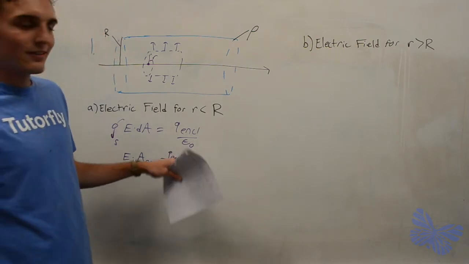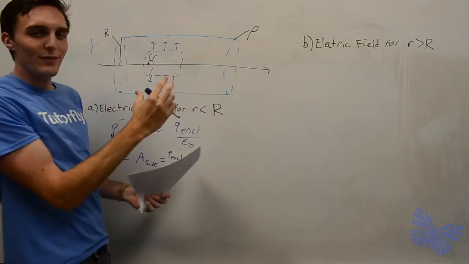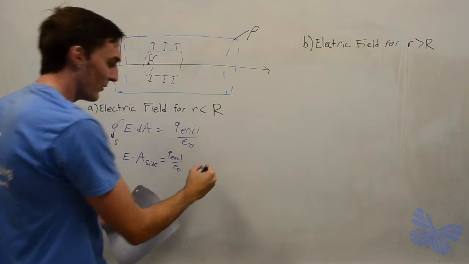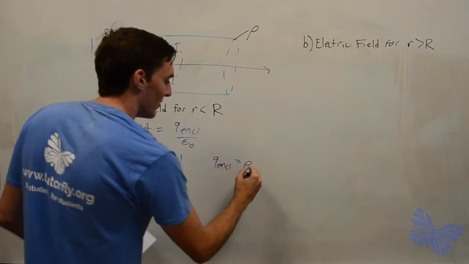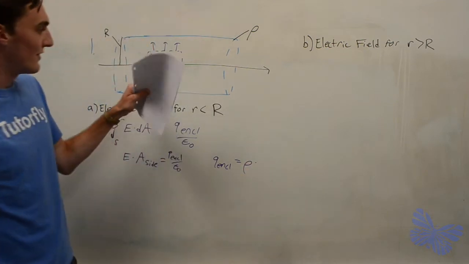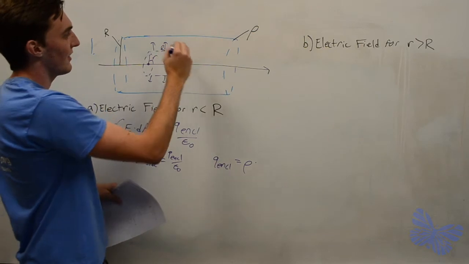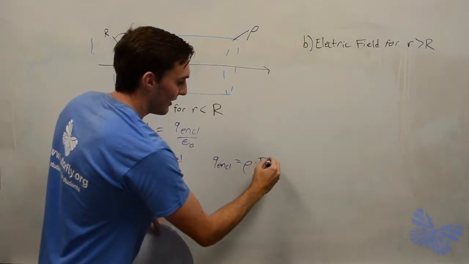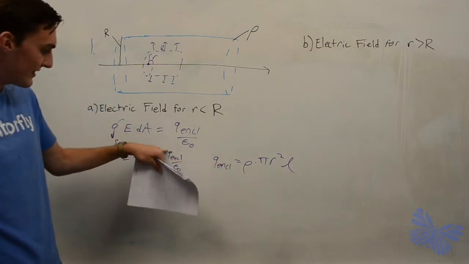To calculate the charge enclosed, you take rho and multiply it by the volume of the cylinder. So I'll do that over here. That equals rho times the volume of the cylinder, which is the area times the length. Let's call this L. So it's going to be pi r squared L. And you substitute this in here.